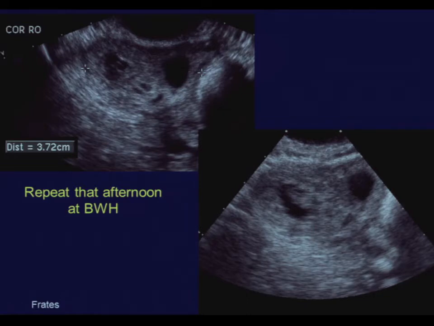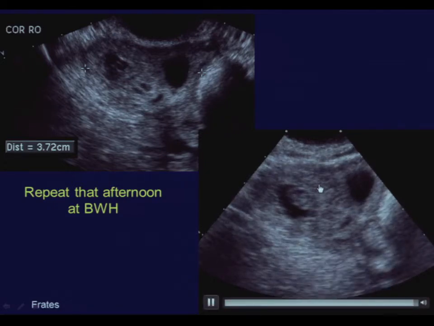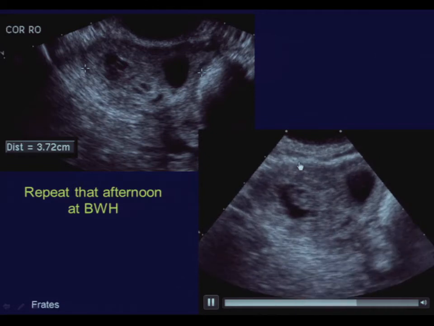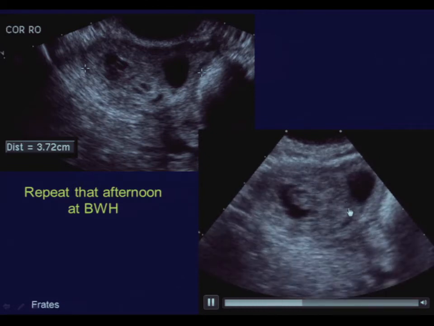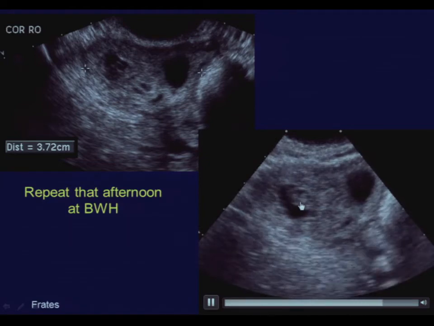And we found that indeed this right ovary was extremely large, and if you look, there's actually a mass on the edge of it. And with a clip, we can see with real-time imaging that this is an ectopic pregnancy adherent to the edge of the right ovary, and here's the heartbeat of the 7.5-week embryo.